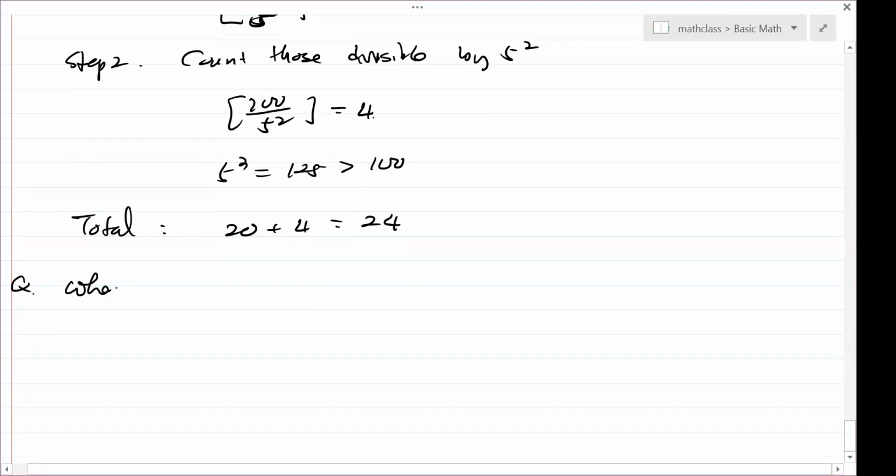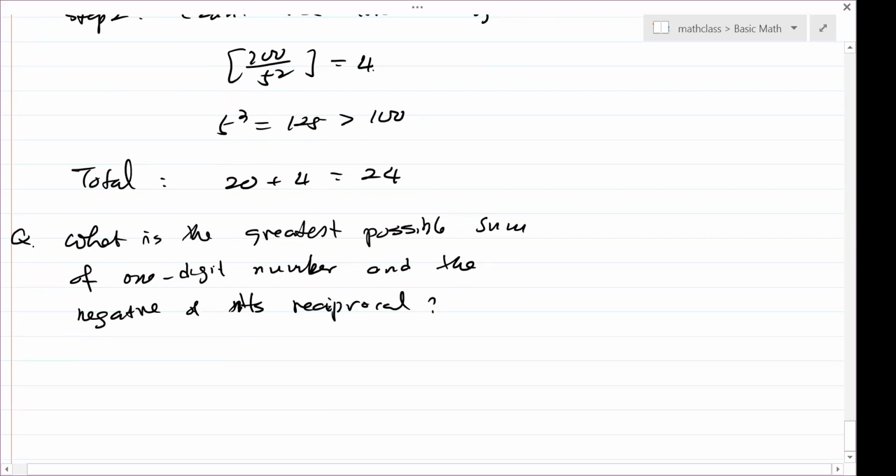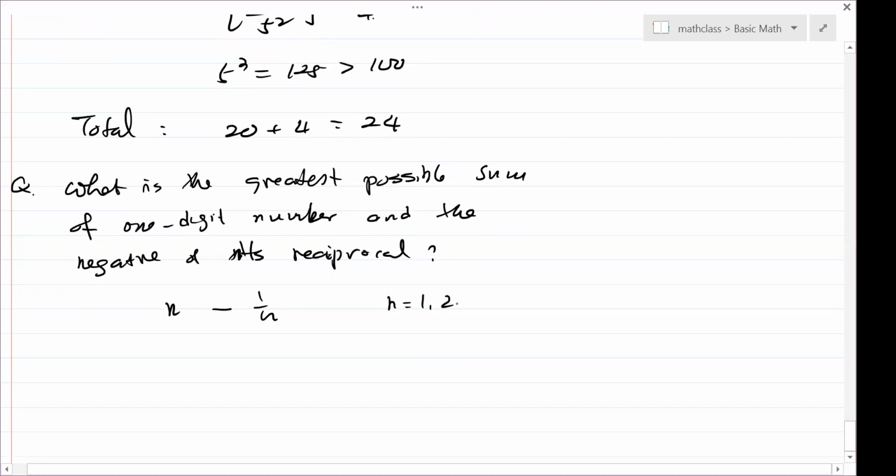My next question is, what is the greatest possible sum of a one-digit number and the negative of its reciprocal? Let's understand what this means. You're going to find the sum of a one-digit integer and its negative reciprocal, which is actually a difference, not a sum. So what is the greatest possible value you can get?